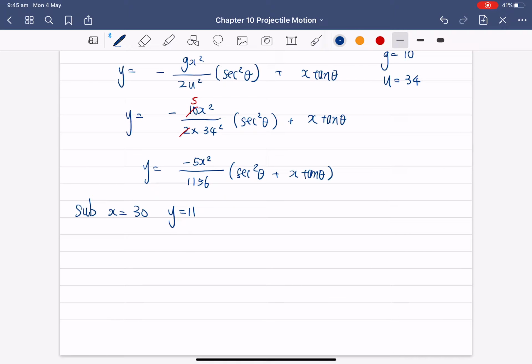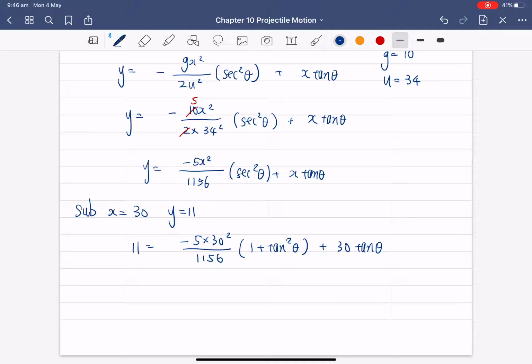So let's just do a substitution. 11 is equal to minus 5 times 30 squared over 1,156. As you can see, the rest of the work is all about algebra and substitution. I made a mistake with the brackets. Plus 30 tan theta. Let's do the calculation to work out this coefficient right at the front. So 30 times 30 times 5 divided by 1,156.